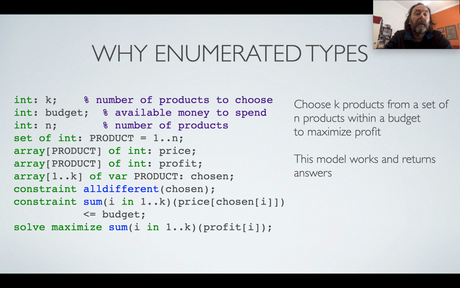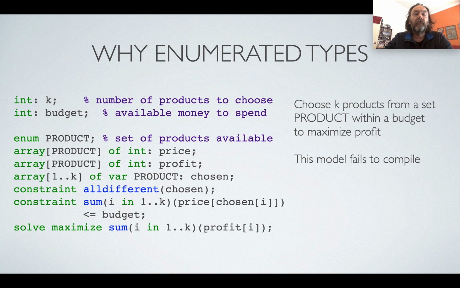We've got to pick k products out of n. We have to make sure that they're all different. So the decisions are these chosen products. We have to choose different ones. We have to make sure that the sum of the prices of the ones we choose is less than or equal to the budget, and we're trying to maximize the profit that we get. So this model works. It will give us answers.